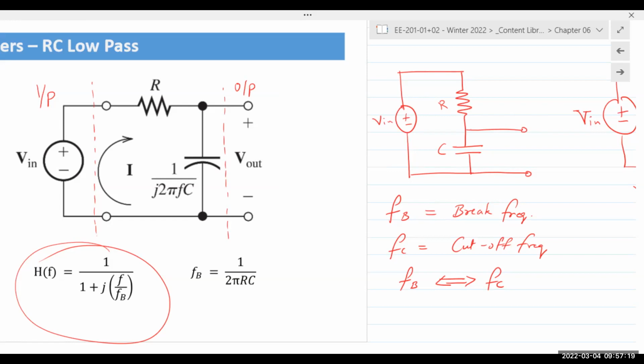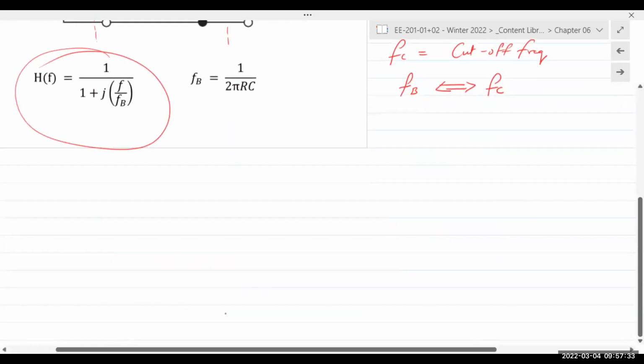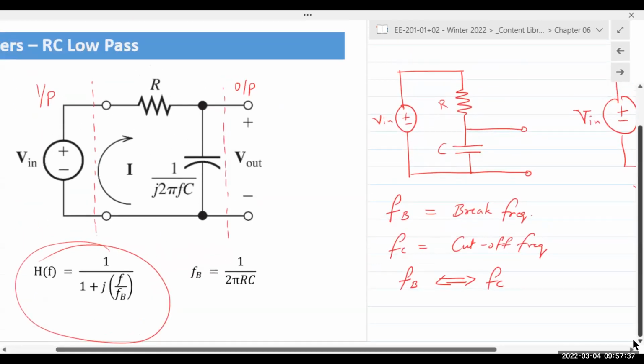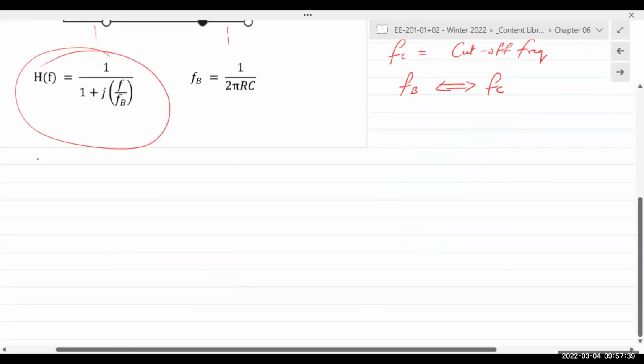FB is fixed. As a circuit designer, you can fix it by choosing values of R and C. FB is 1 over 2 pi RC. So let's see what happens. There's about 3 minutes left. Let's see what happens when we plot this for an ideal filter.